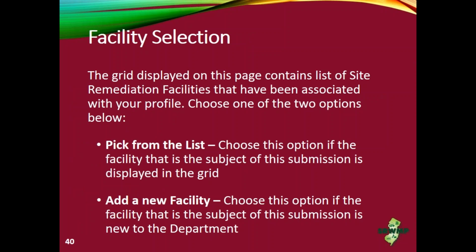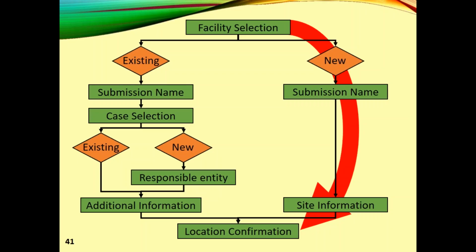Next will be facility selection. You can either pick from the list of facilities that you added before, or if the facility doesn't exist in the department, you have to add a new facility. And that's kind of the path that we go down in this. Go to the next slide.